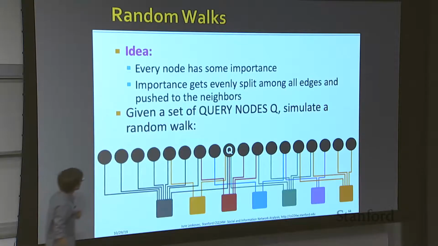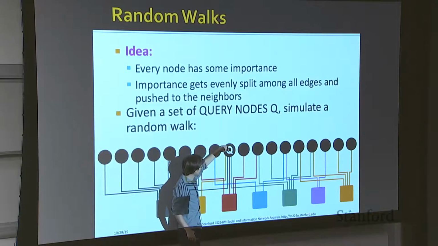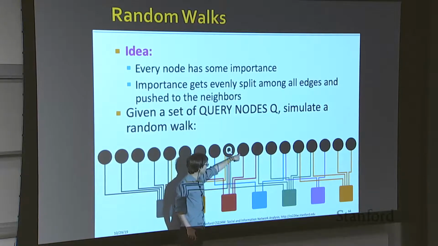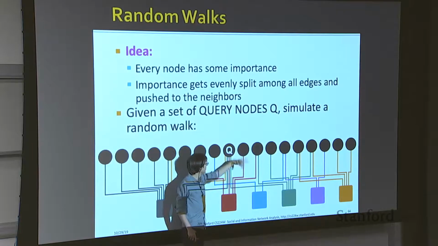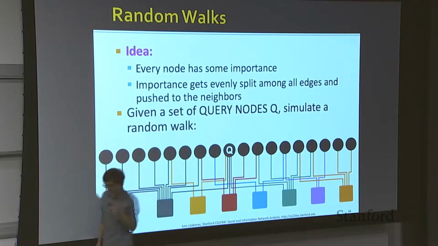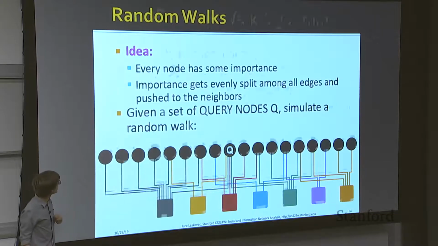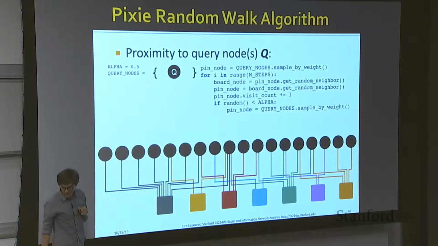So the idea is the following. You have a query. You will now start the random walk here, literally simulate it, and you will keep the visit count of how often you visited each node. And then you either continue walking or you decide to restart. And you will just keep a counter for every node, how often this node was visited. Here is the pseudocode. It's amazingly simple.